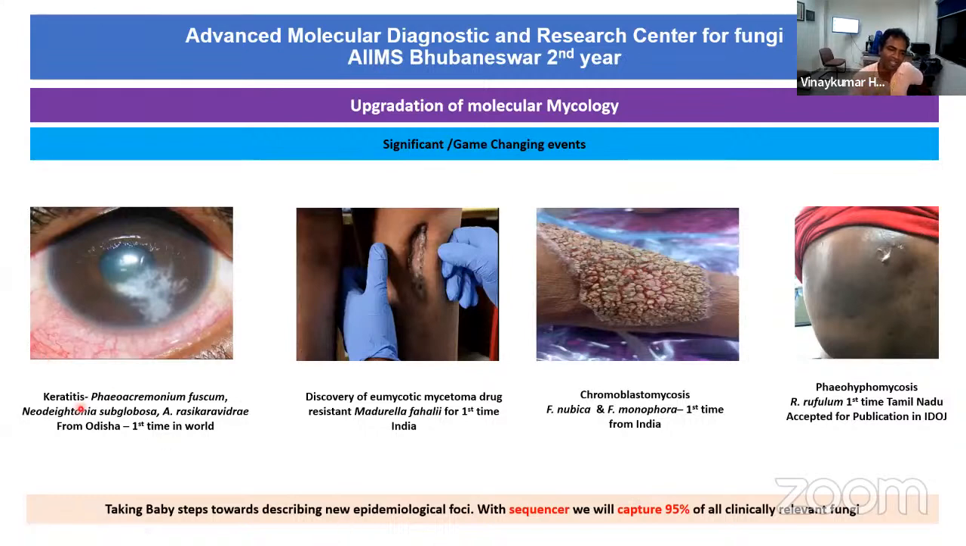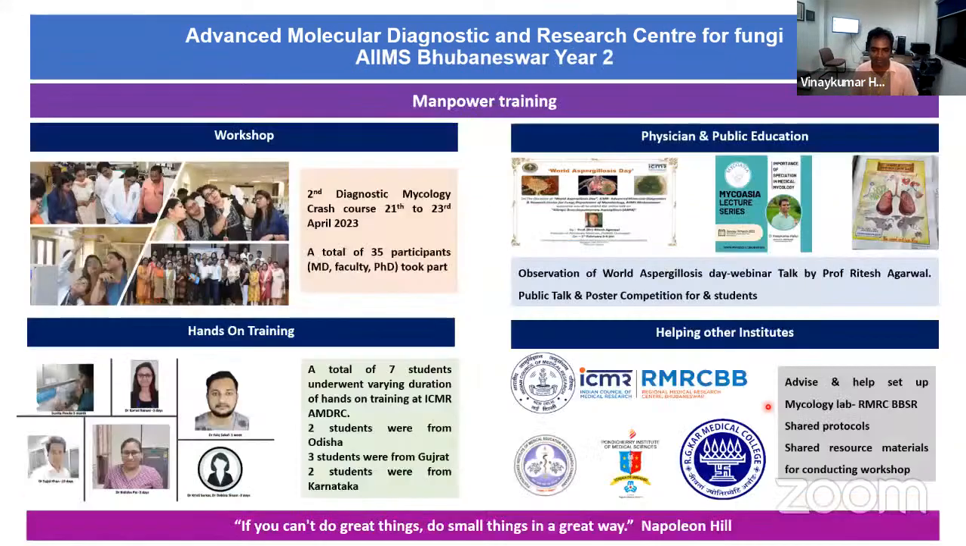We had the world's first case of Acremonium fuscum causing keratitis, the world's first case report of Arthrinium rossicum and Neodactylaria subglobosa. We described the Indian first report of Madurella fahalii, first reports of Fonsecaea nubica and Fonsecaea monophora causing chromoblastomycosis from India. Again, first report of Rhytidhysteron rufulum from Tamil Nadu, which is right now accepted for publication. So we are taking baby steps and helping people describe fungal infections better.